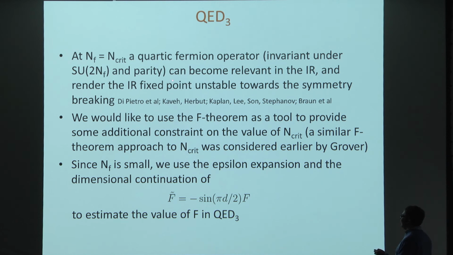It's very hard to know because it's hard to compute the dimension of this operator. You can do 1 over NF expansion, but it turns out that the leading 1 over NF correction is too wimpy to do this. If you just use that correction, you will not see any condensation. So actually, Tarun Grover was the first one to try to constrain it using the F theorem. And since we started computing things to some insanely high orders in epsilon expansion, we repeated his exercise.